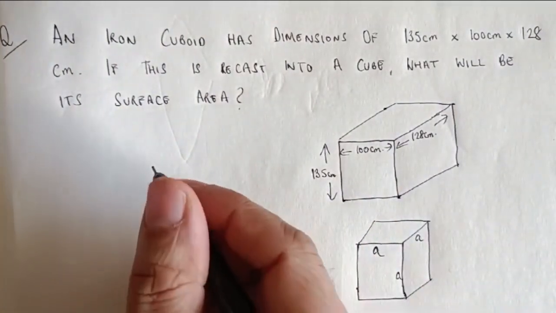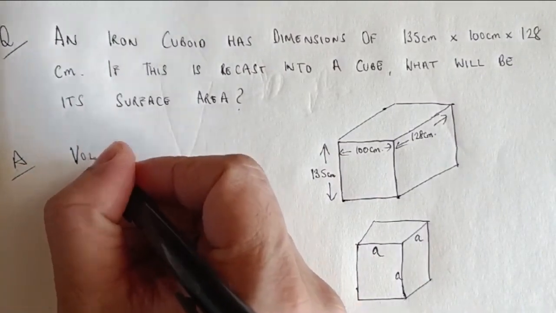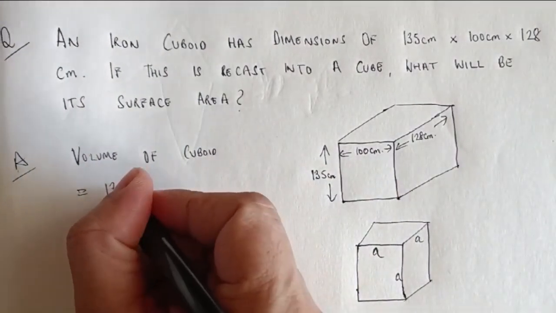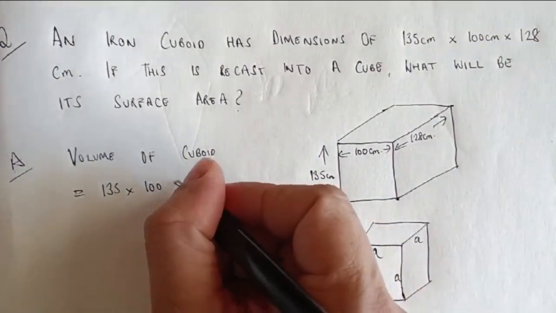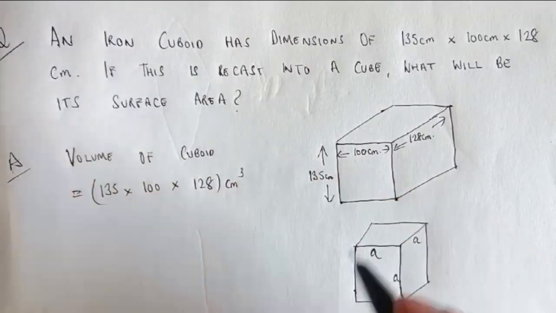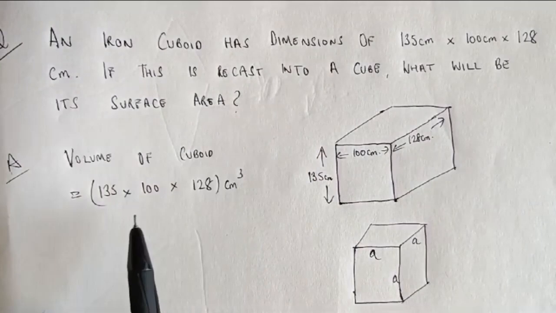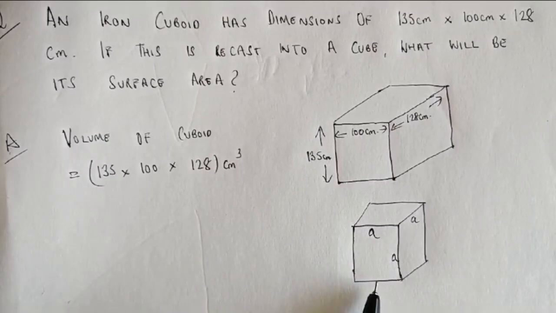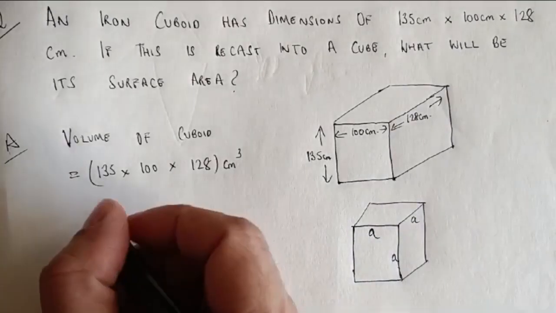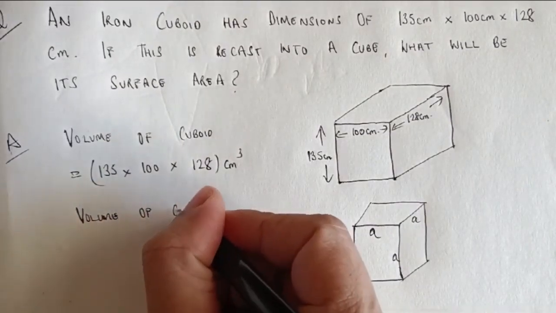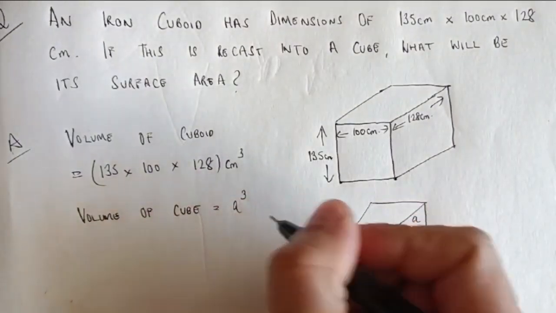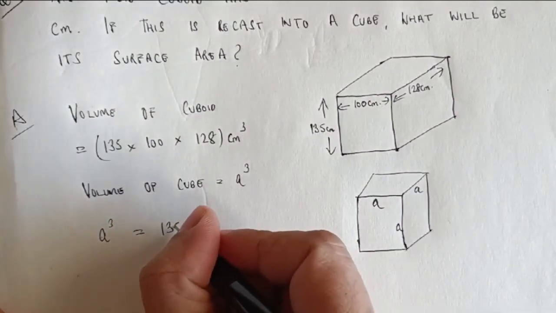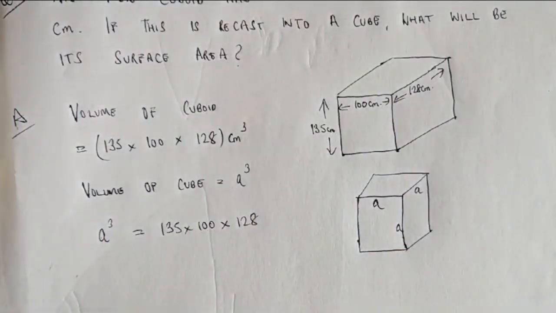Now we know the volume of the cuboid. Volume of cuboid is equal to 135 into 100 into 128 centimeter cube. Now when this iron gets recast, the volume stays the same, because this will get melted and converted into this. So the volume of the cube into which it is recast will be equal to A cube. Very simply, the volumes have to match, so A cube is equal to 135 into 100 into 128.